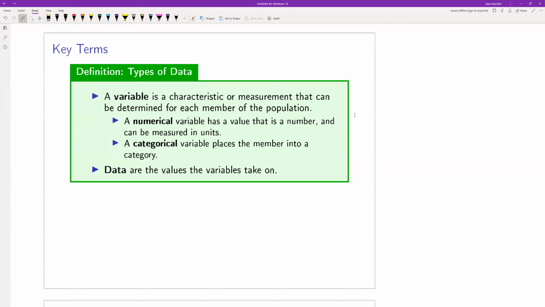A variable is a specific thing that can be measured. That can be the height of the person, whether or not they'll vote for a certain candidate, their favorite color, how old they are, what their birthday is. Anything that you can measure from each individual in the population, that specific characteristic is the variable. And we'll typically define a variable as X.